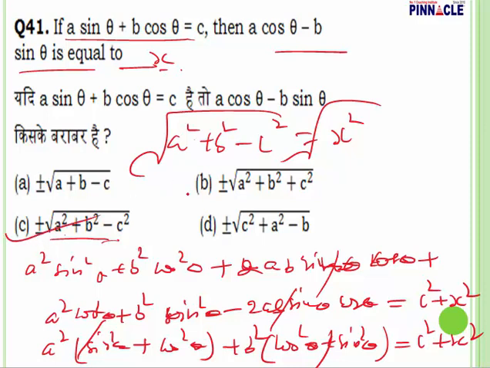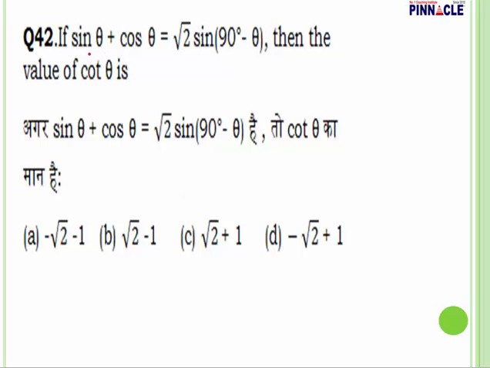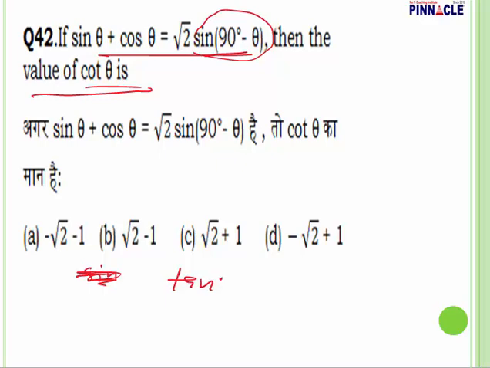Next question, question number 42. If sin theta plus cos theta is equal to root 2 sin of 90 degree minus theta, then value of cot would be equal to how much? Now, in this question, sine of 90 degree minus theta is equal to cos theta. You can write here sine theta plus cos theta, and divide each term by cos theta. Then sine theta by cos theta, that is tangent theta, plus cos theta divided by cos theta, that is 1, is equal to root 2 cos theta by cos theta.